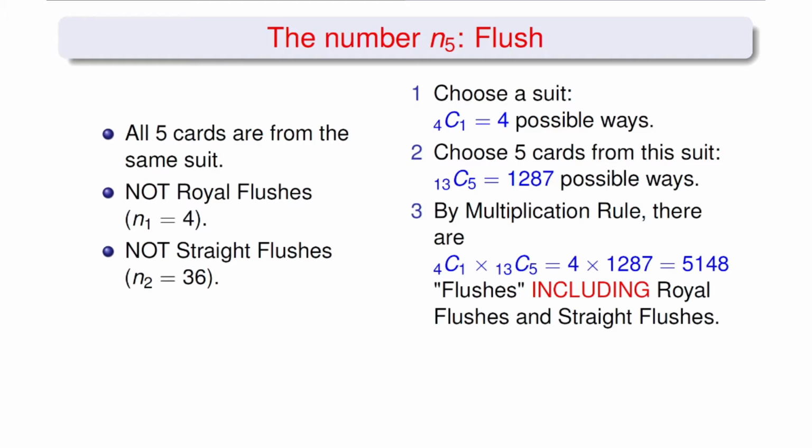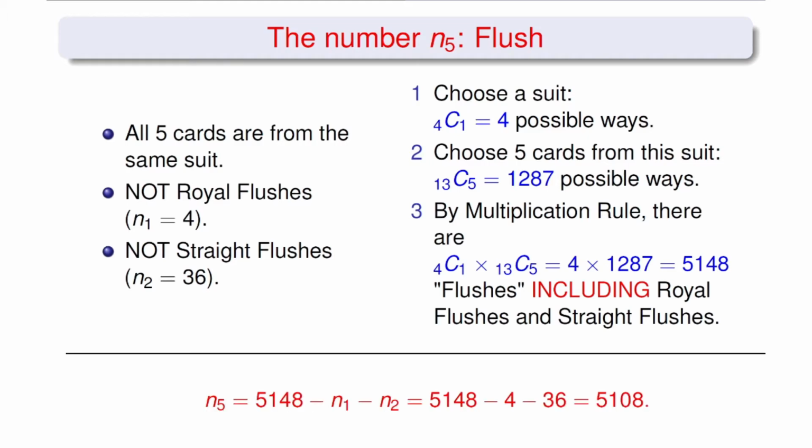So that is N5 equals 5148 minus N1 minus N2, which is 5108. That's the number of flushes we're talking about here. All right, be careful. We got to subtract the number of royal flushes and the number of straight flushes from 5148.